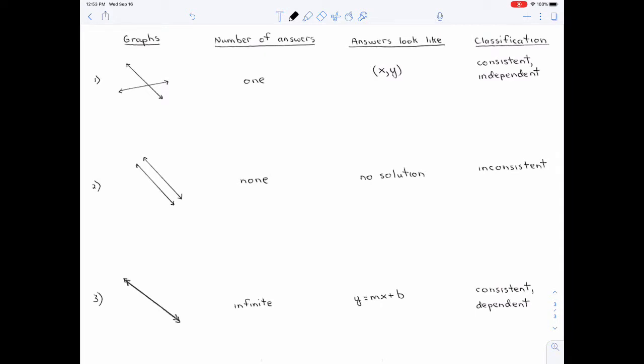On the next file, next video, we'll go through some more examples. So I've gone through the same example, but I did it in the first video by graphing it, and in this video by substitution and elimination. Next, we're going to go through several different examples and see what can happen.